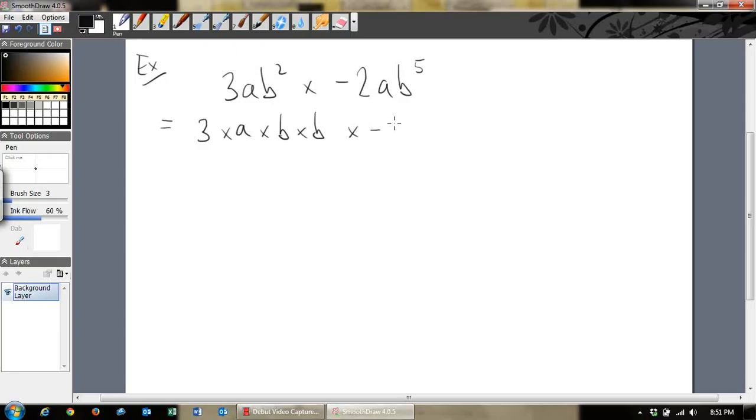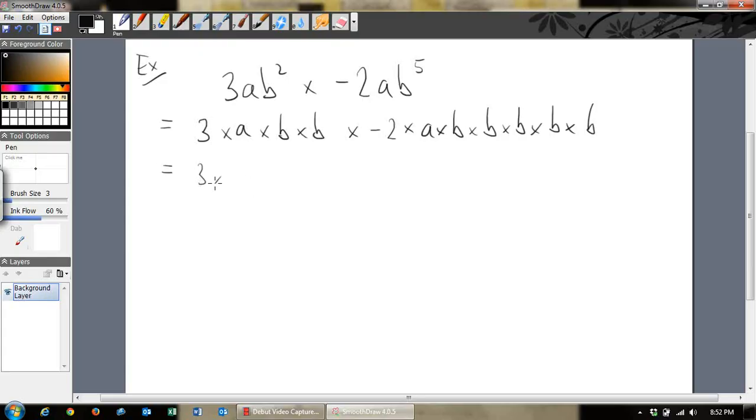Times negative 2 times a times, now b^5 is b times b times b times b times b. There we go. That's what all that in expanded form is equal to. Now if this helps you to figure stuff out, then use this. But you don't necessarily have to do this because there's heaps of shortcuts in algebra. So I'm going to rearrange it. I'm going to put all the numbers together at the front, and then I'm going to put the a's together, and the b's together.